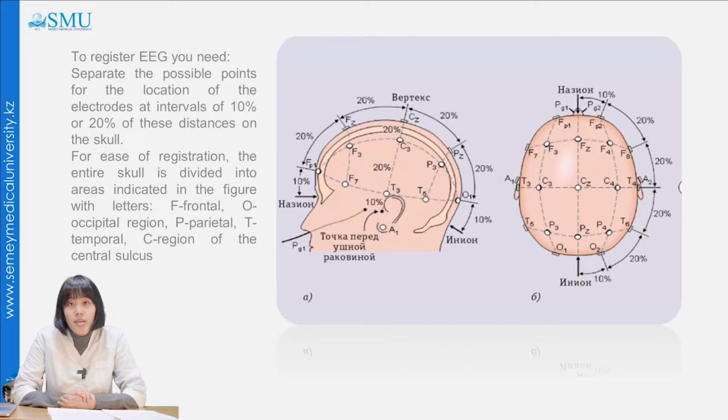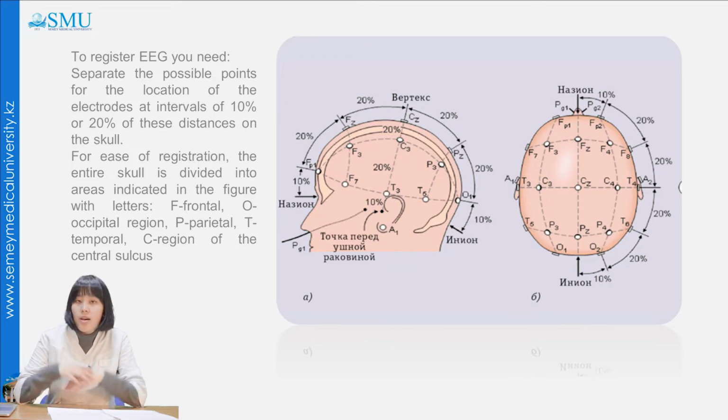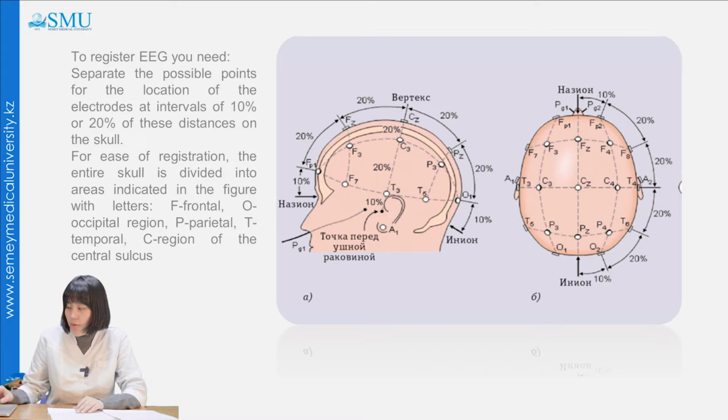To register the electroencephalogram, we need to separate the points to locate the electrodes at intervals of 10% and 20%. In this slide, we see that between the frontal, central, and occipital electrodes, the distance should be 20%. Between the nasion and the inion, it should be 10%. And you see this in this picture.